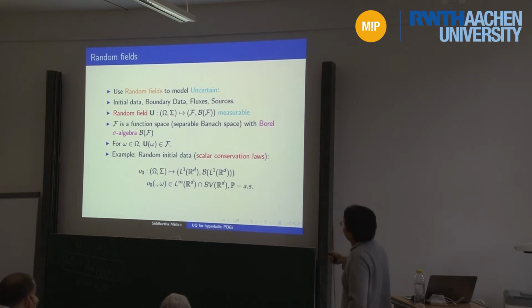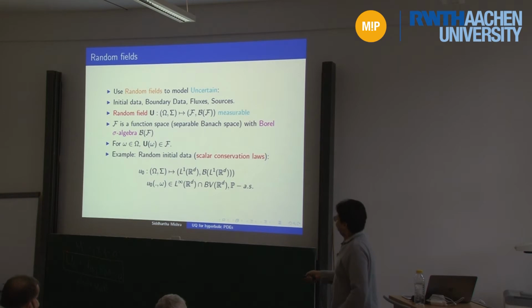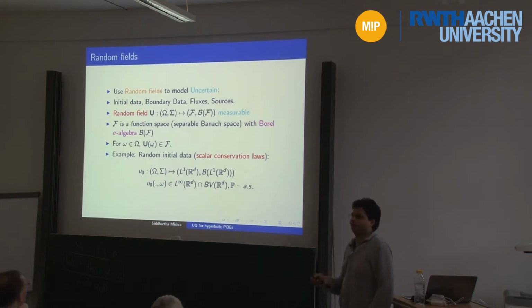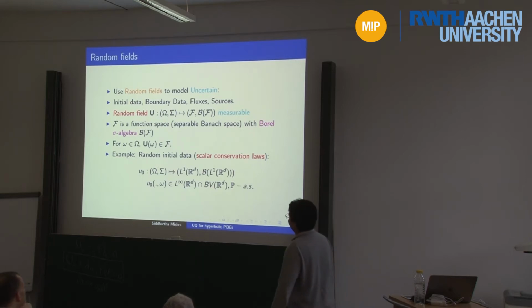So this mapping here has to be measurable, so you should be able to integrate things, and this is what a random field is. So for the purposes of this talk, think that each time you make a draw from this omega, you get a function, okay? And there is a nice relationship between this omega and the function that you get. For instance, I take the Burgers equation and I am interested in the initial data being uncertain. So each time I make a draw, I get a function which is bounded, and which is also of bounded variation, so it has controlled oscillations. So this is what a random field is.